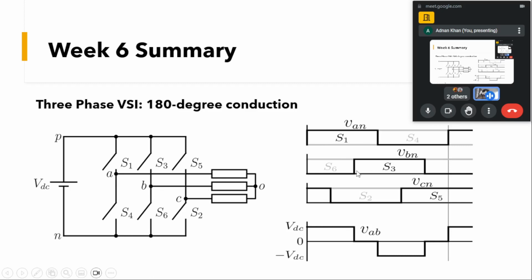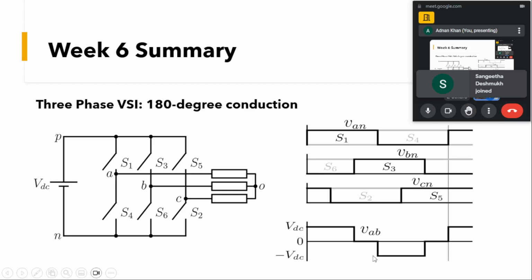Now from this interval beyond 120 degree to 180 degree, S1 is on and S3 is on. When both S1 and S3 are on, VADC minus VDC will give us zero voltage here. You can see this will be shorted here. When S1 and S3 are on, we get zero voltage, because this will be VDC and this will be VDC, and the difference of that will be equal to 0.